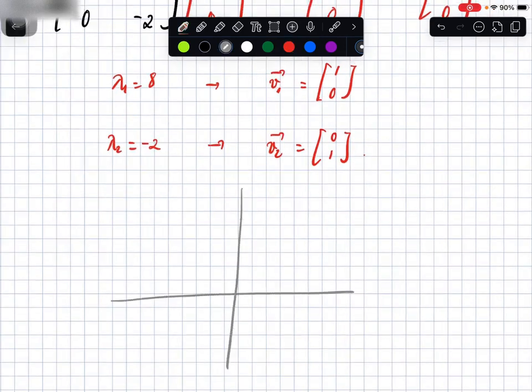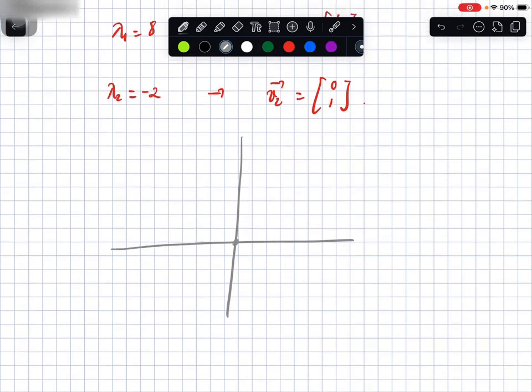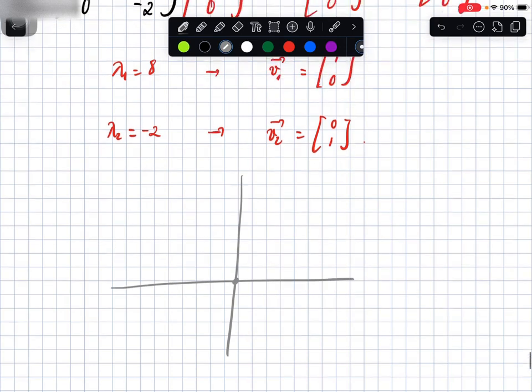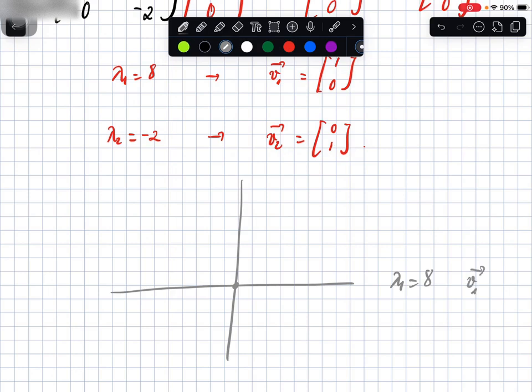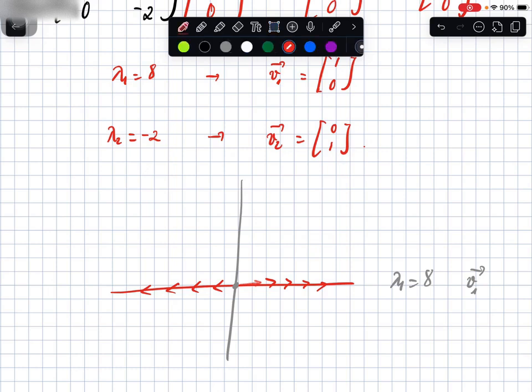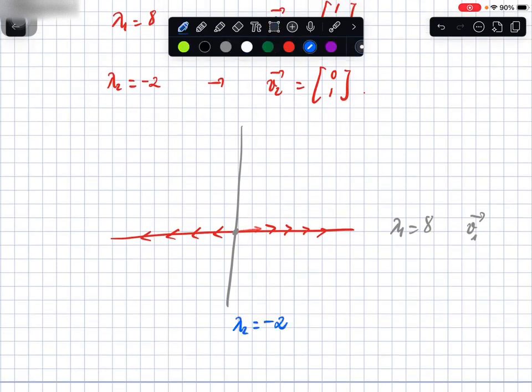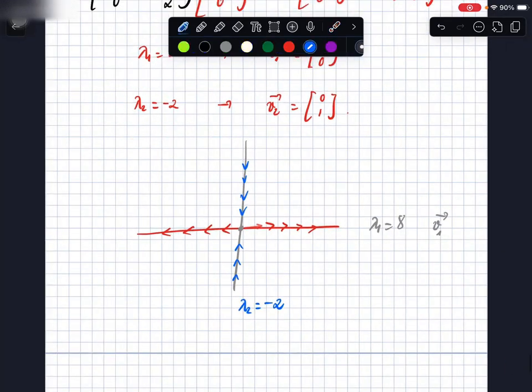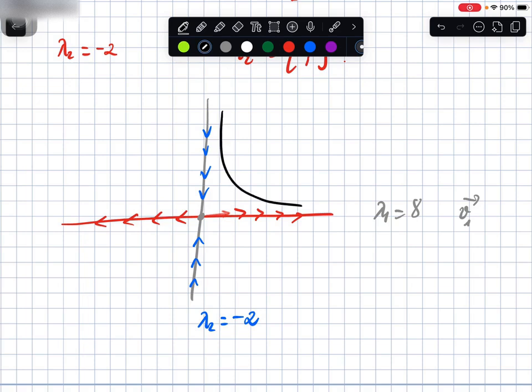We can sketch what happens around (0, 0). We know this is a saddle point. Lambda 1 equal to 8 with eigenvector v1 along the x-axis, and on that axis lambda is positive, so everything goes outward. The second one is lambda 2 equal to negative 2, which is negative, so it goes inward along its eigenvector. So the curves around it would look like this.